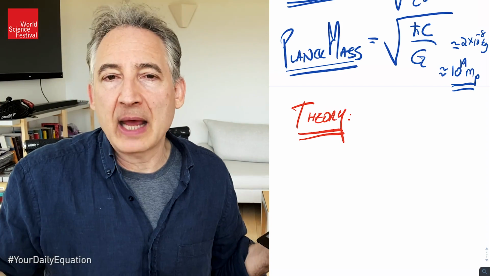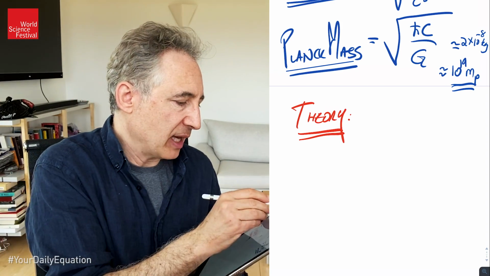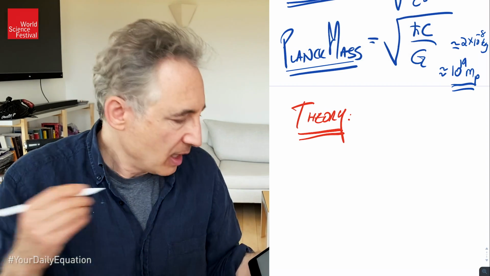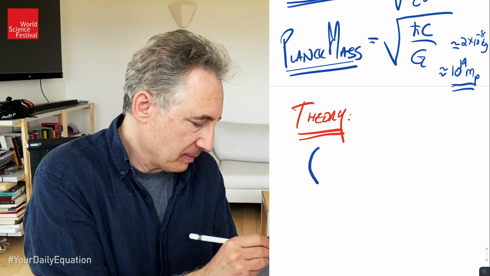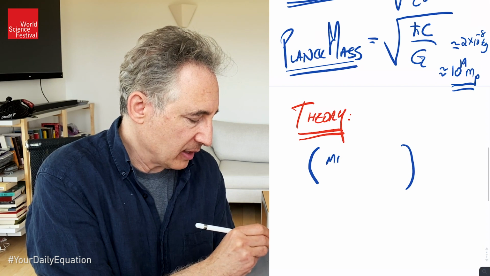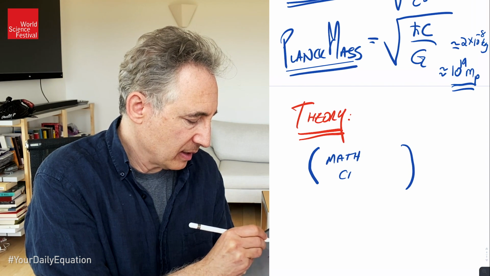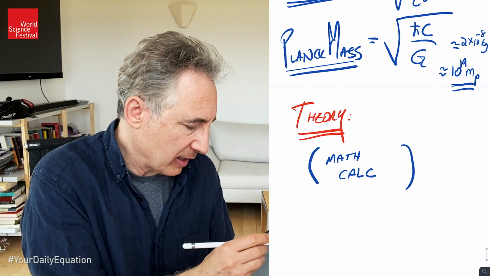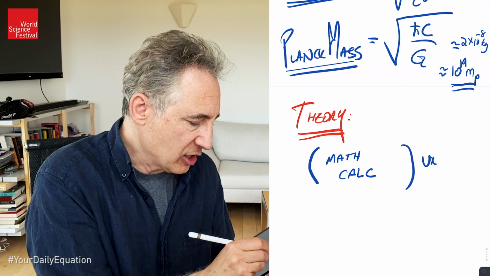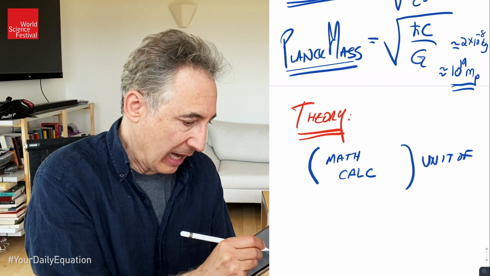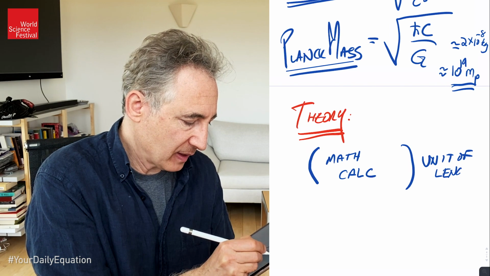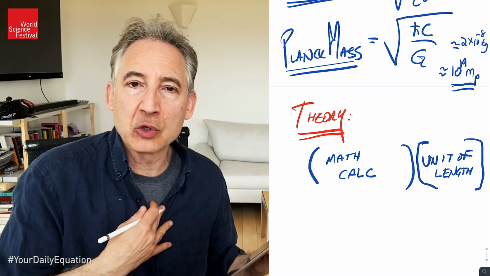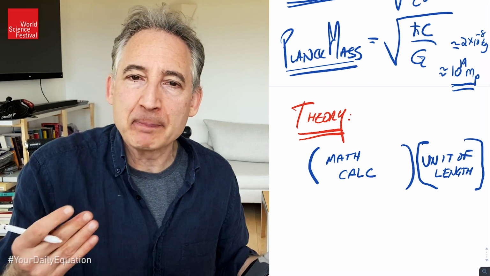Well, we set out with our theory, we do some calculation, and the result of our calculation, let's say we're calculating the length of something, we will undertake some mathematical calculation that will give us an answer of the form, the mathematical calculation times a unit of length, if we're calculating the length of something.